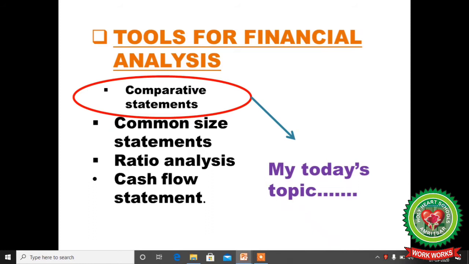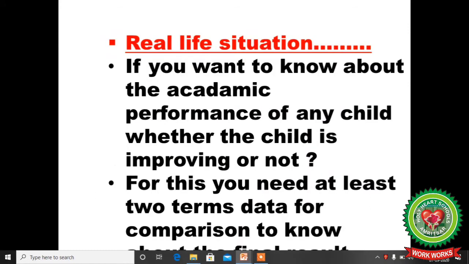Tools for financial analysis: comparative statement, common size statement, ratio analysis, cash flow. So my today's topic is comparative and common size statements. Ratio is a separate chapter, and cash flow is a separate chapter in your syllabus.